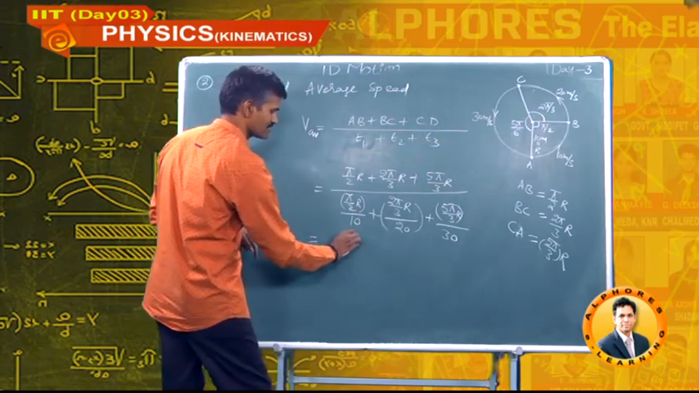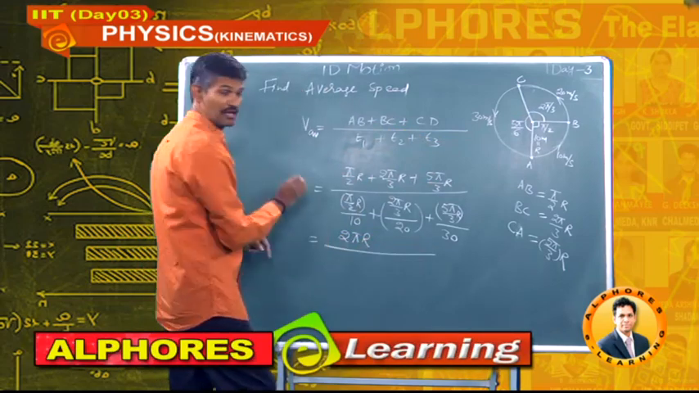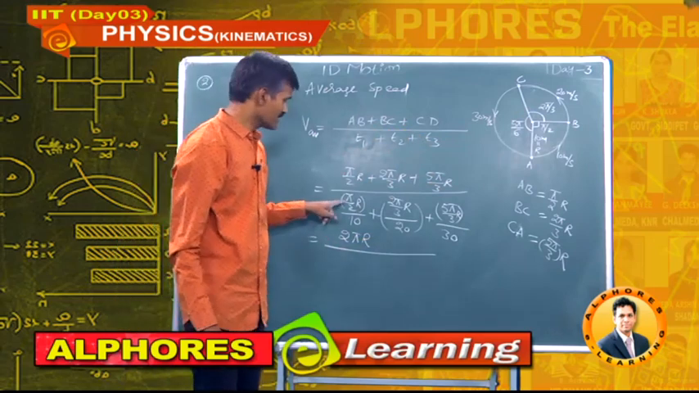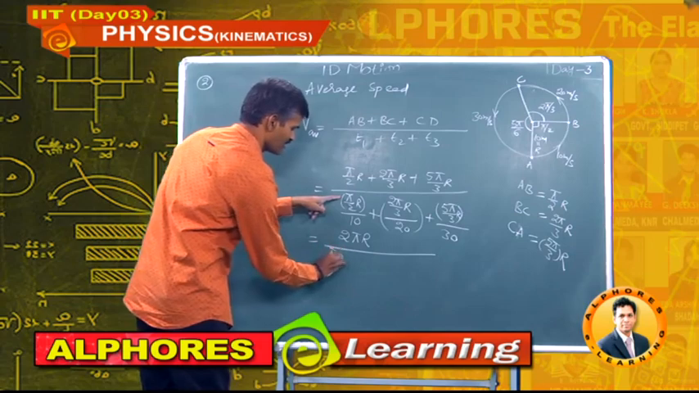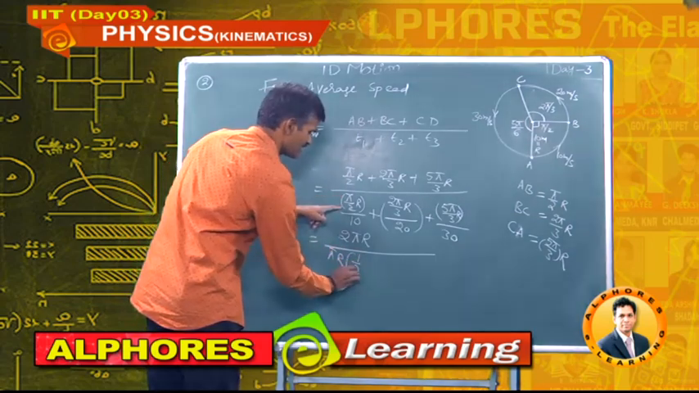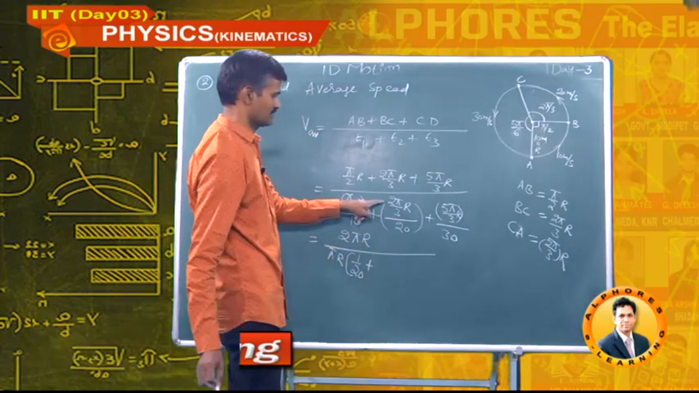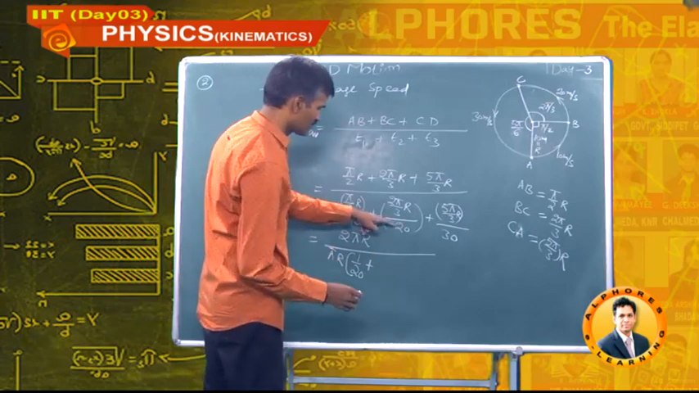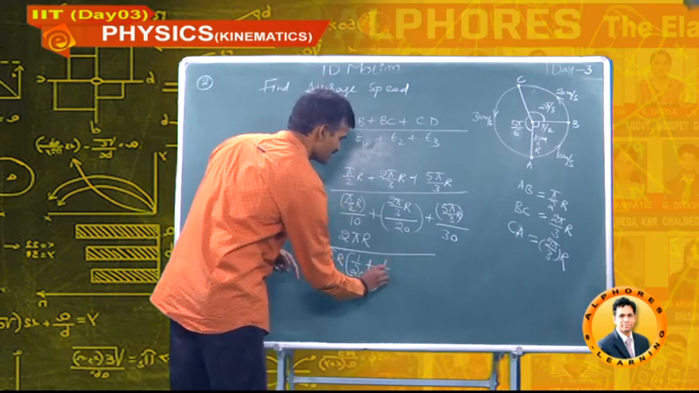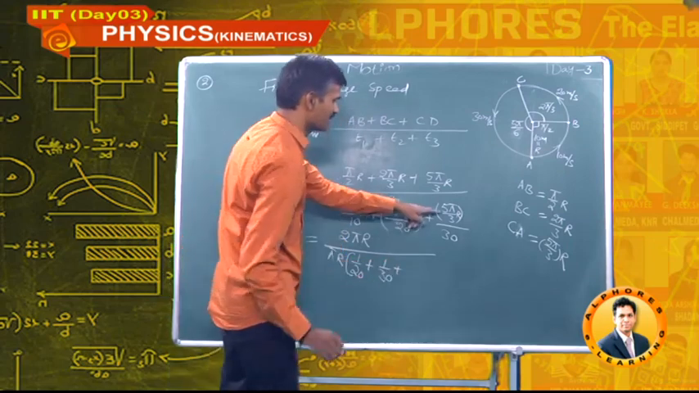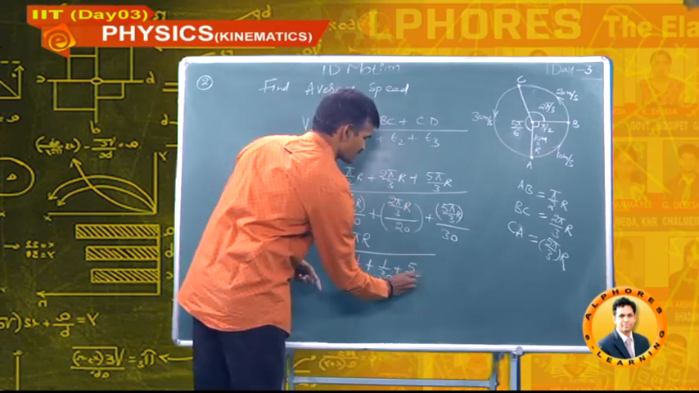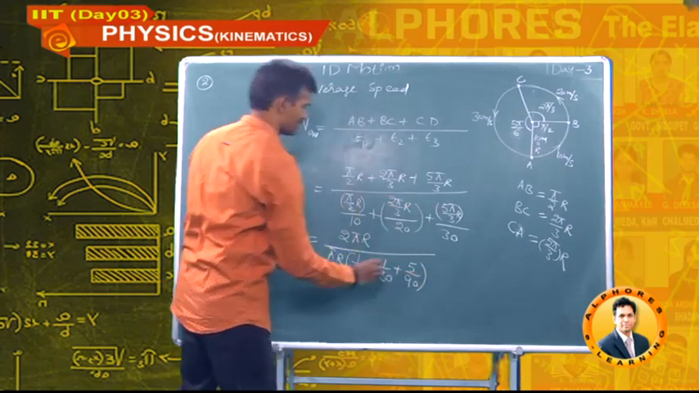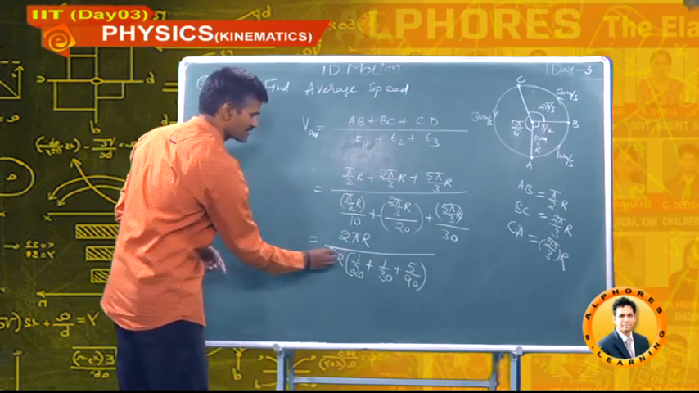So, this is 2 pi r divided by the time; here taking pi r common, we get 1 by 20 plus, here 2 gets cancelled, 1 by 30 plus, pi r taking common, 5 by 90. This is 5 by 90. This pi r gets cancelled.